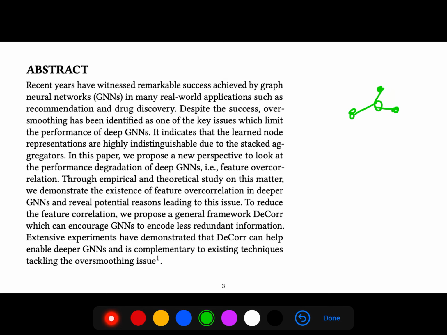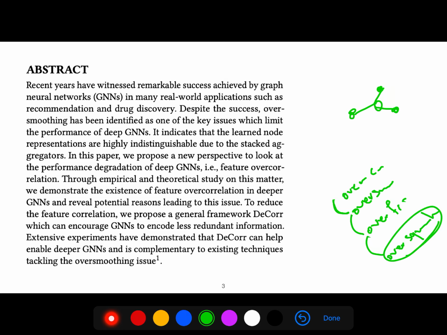For example, feature overcorrelation. Of course, overcorrelation and over-smoothing are two different things, but they are related to each other. Another thing is overfitting. Another thing is over-squashing, for example. Over-squashing is even harder than over-smoothing. It is less overlooked than over-smoothing.